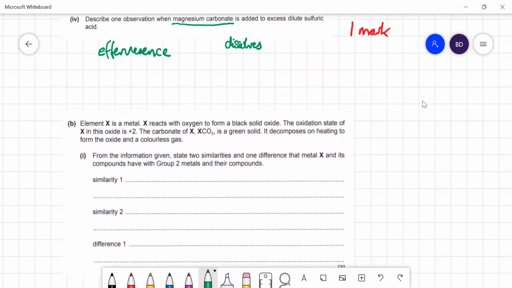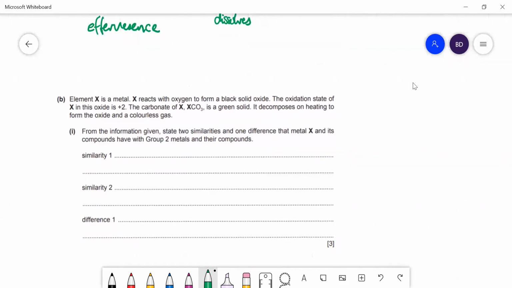Okay, B. Element X is a metal. X reacts with oxygen to form a black solid oxide. The oxidation state of X, the metal, is +2. From the information given, state 2 similarities and 1 difference that the metal X and its compounds have with group 2 metals. From the information given, a similarity is that both X and the group 2 metal will have an oxidation state of +2.